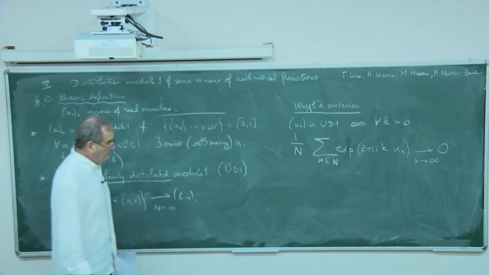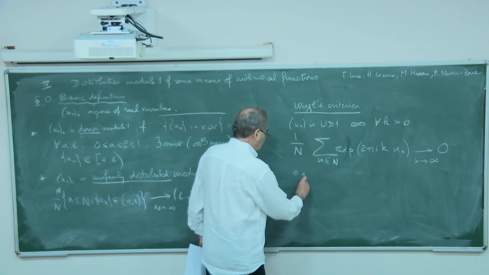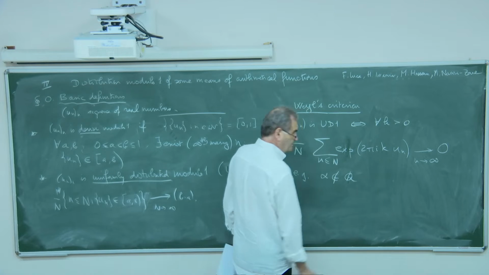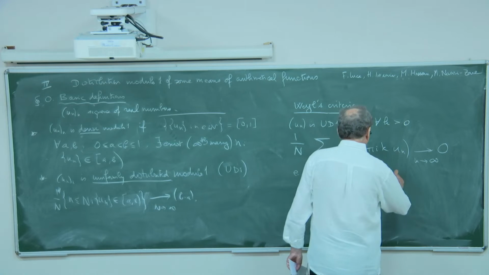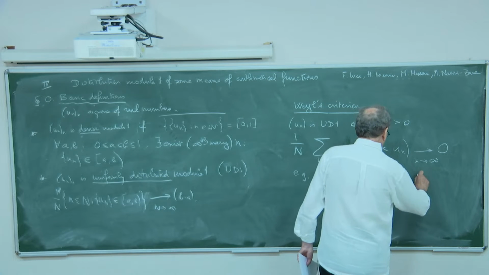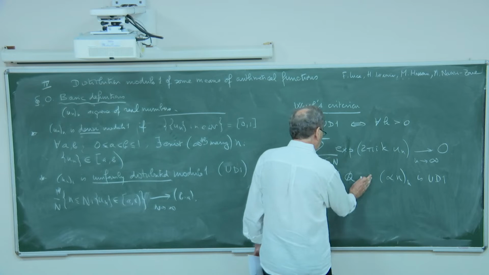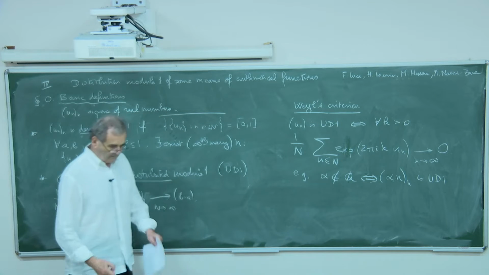So for example, if you take the sequence alpha n, where alpha is irrational, alpha does not belong to Q, then you have that alpha n is uniformly distributed mod 1. This is, by the way, equivalent. Okay?